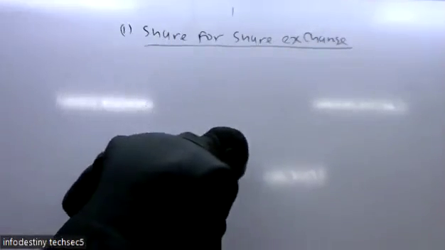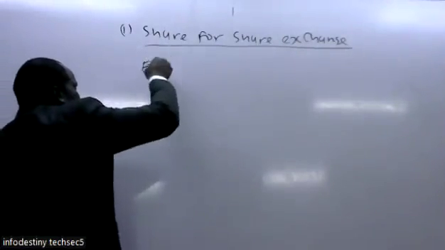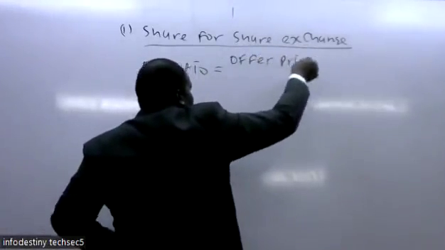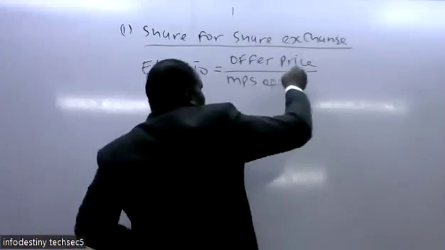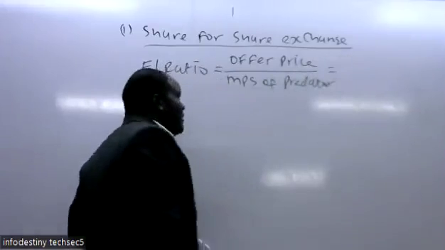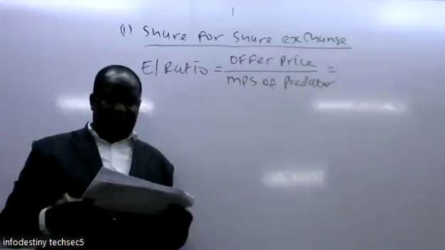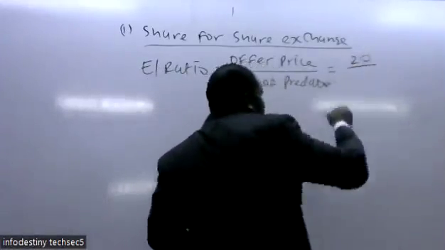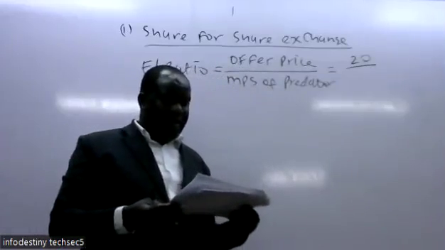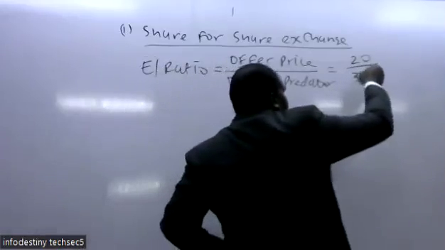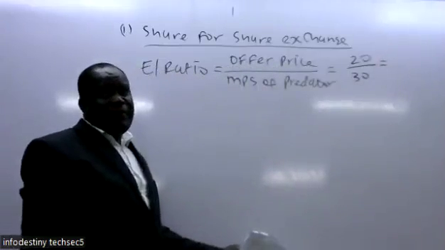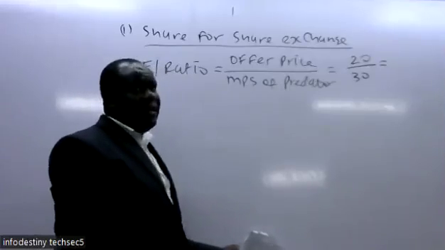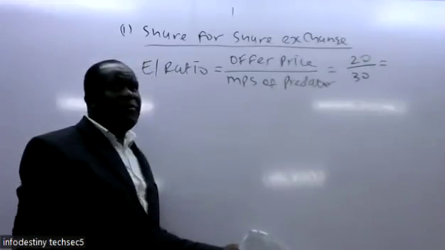When it comes to the share for share exchange, we first calculate the exchange ratio, which is the offer price divided by the market price per share of the target. The offer price was given in Roman letter one as 20. Under Dogo Limited, the market price per share is given as 30. So 20 divided by 30 gives the exchange ratio. If it has decimal points, I have shown you how to convert them into shares, by pressing the NBC function.